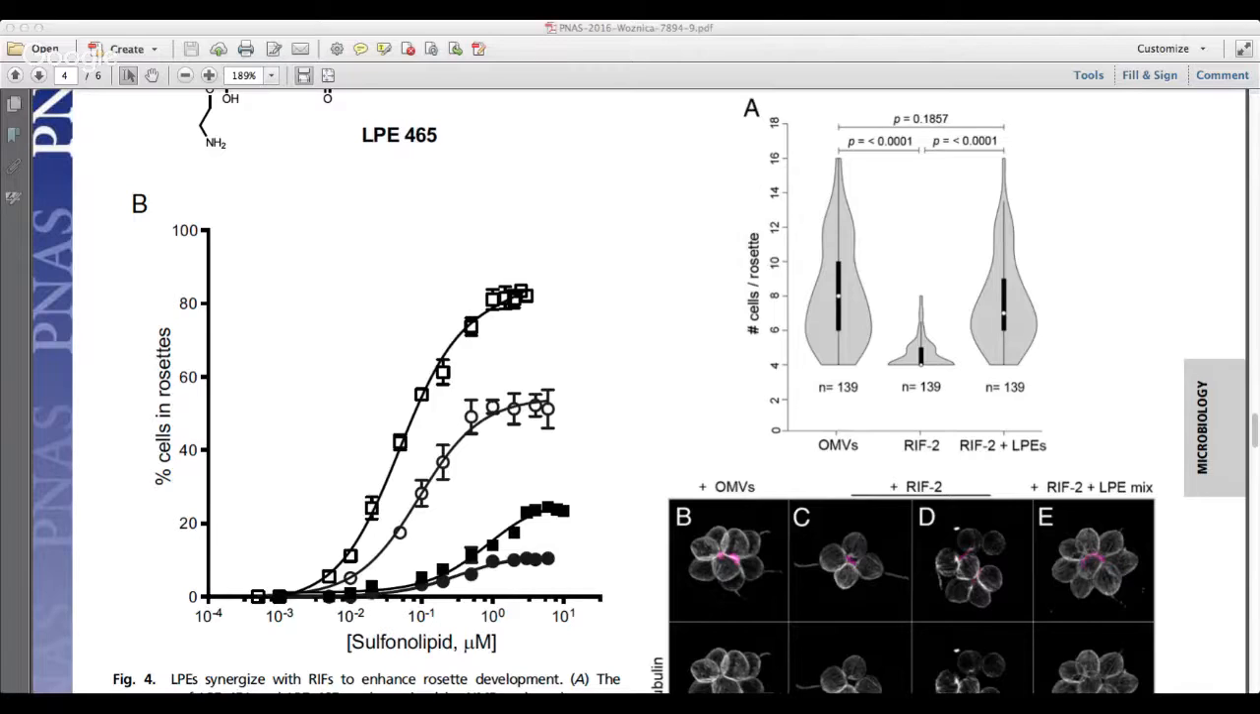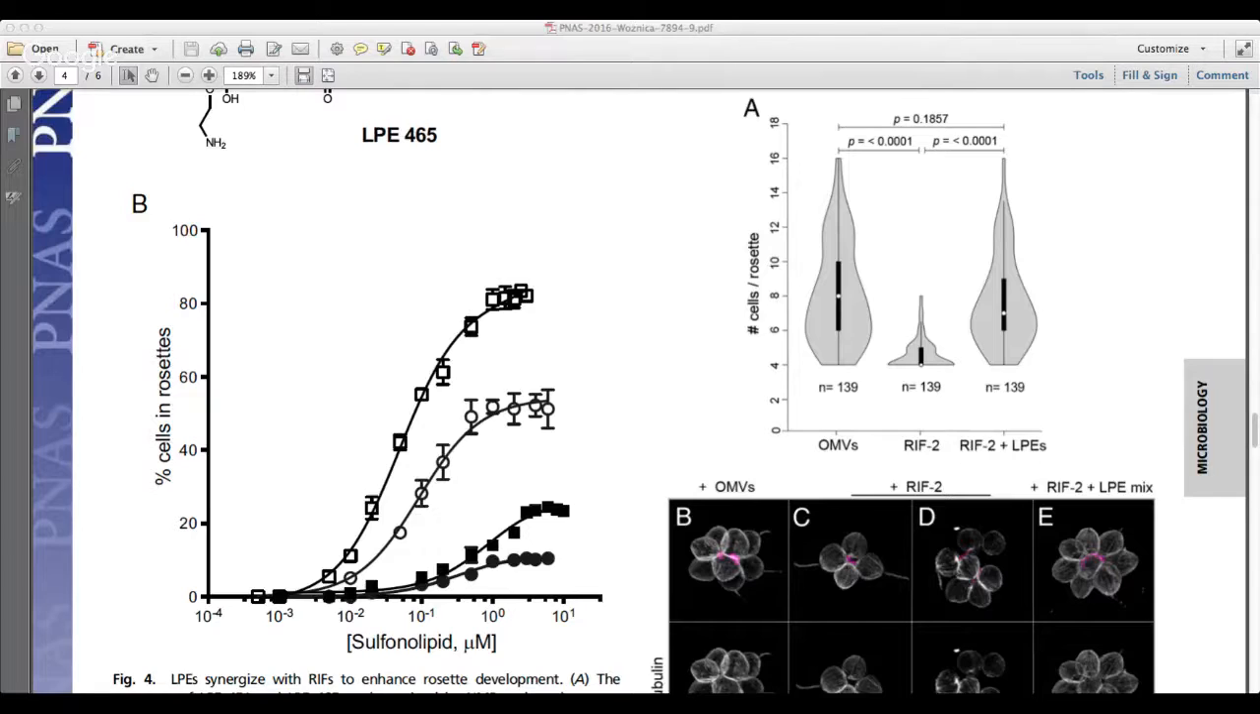Okay, Kat's nodding. All right, so here's what we've got. What they're showing you in this violin box plot is they've got outer membrane vesicles on the left. That's their positive control. So that's basically like saying all of the lipids that Algoraphagus is going to produce should be in these outer membrane vesicles. So any compound that has activity for rosette development should be in these outer membrane vesicles.